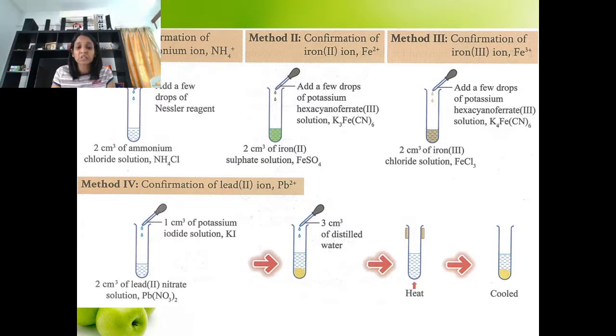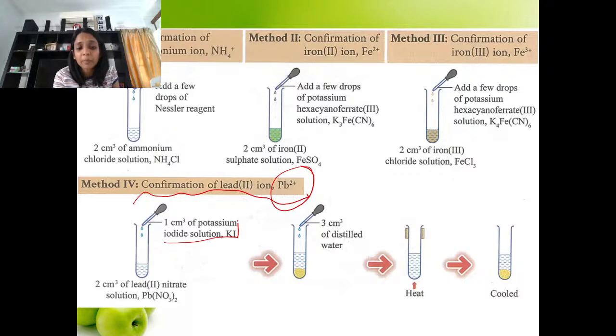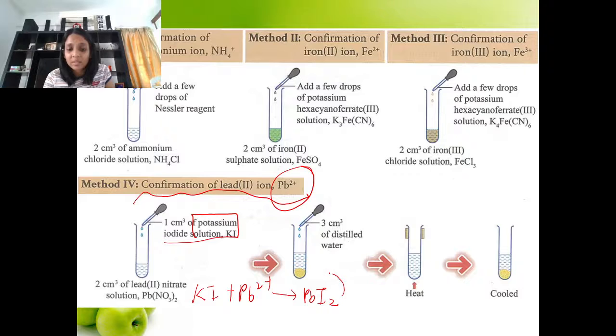Okay, lead has a special test for it. Very special. Remember, lead is special. When I add potassium iodide, KI, and it reacts with Pb2+, I will get PbI2. This PbI2 is a yellow solid. So if suddenly you see a yellow solid in your experiment, I know that lead ion is present.